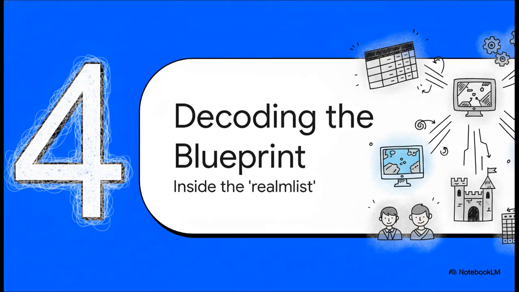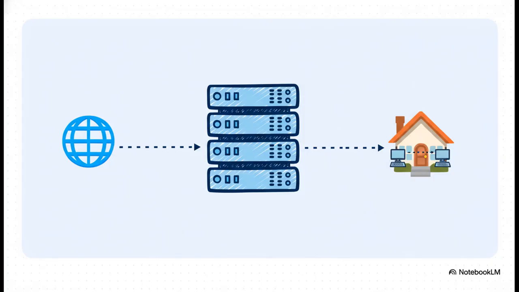Okay, so if this one table holds all the secrets, what's actually inside it? Let's pop the hood and break down the blueprint of a realm. Let's see how each little piece of data turns into what we see on the screen. First up, how does your game even know where to connect? The table has two crucial fields for this, address and local address. The address is the public IP, the one that anyone out on the internet can use to find the server, and the local address, that's for people on the same local network.